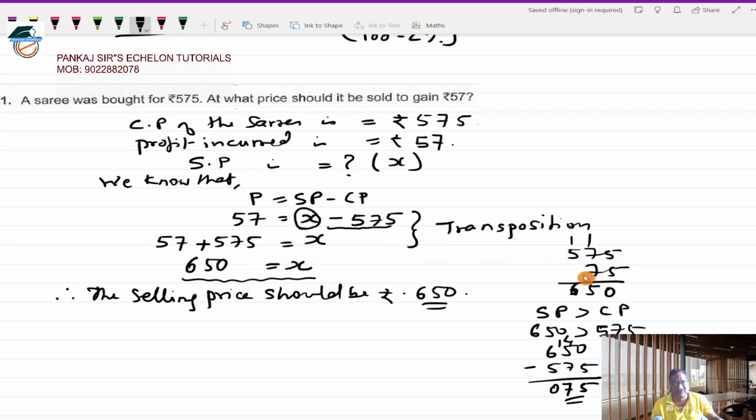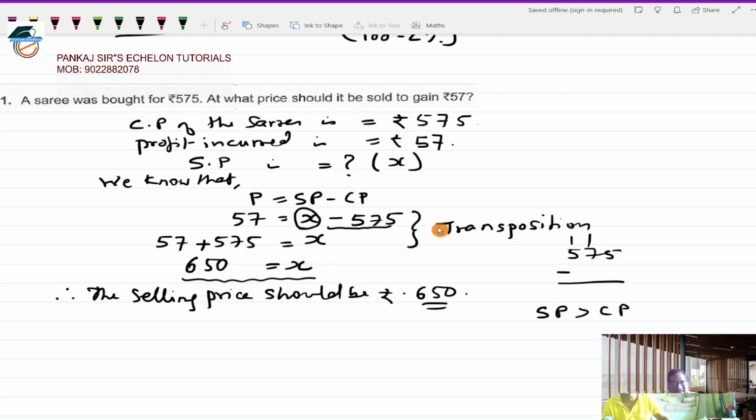Yeah, so the mistake was over here. This is 57, and by mistake I have taken here 75. So this must be 575 minus 57. Let me do that correction first. So this should be minus 57. Let me cut out all this. Right. So 575 plus 57.